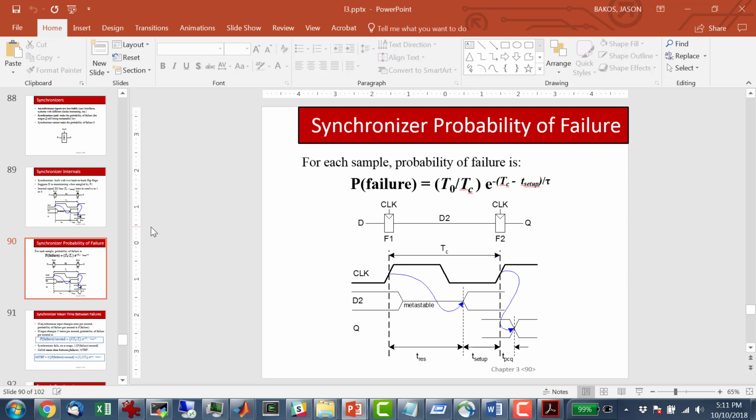Whenever you're making a new chip, you get all these parameters. It's part of the semiconductor technology, right? It comes from the fab guys and the guys that give you the technology libraries. So T0 is given to you. Tau is given to you. T setup is given to you, right? But you need to find Tc. Well, it might ask you to solve for Tc for a target failure probability, or target mean time between failures, or they'll give you the Tc and say calculate the mean time between failures, right?